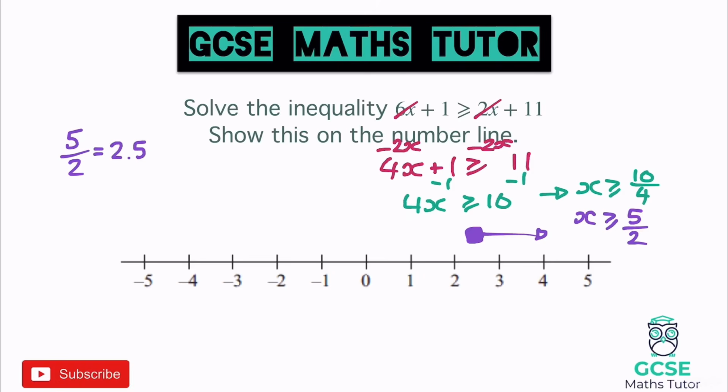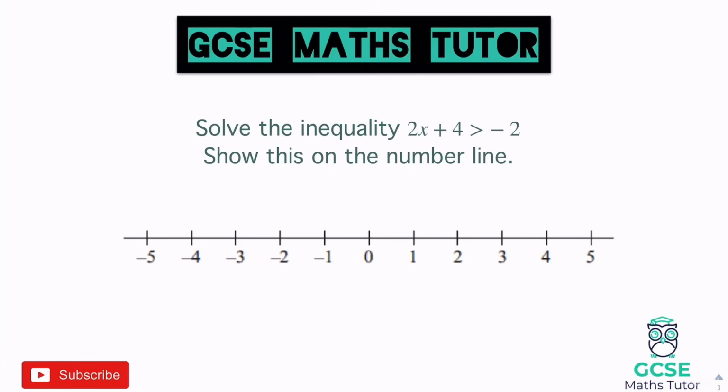Right, we're going to have a look at one more question before you have a go. Right, okay, so this says solve the inequality 2x plus 4 is greater than negative 2, and show this on a number line. So no x's on both sides this time, but we have got that negative number on the right hand side there, so we're going to have to be careful with our positives and negatives here.